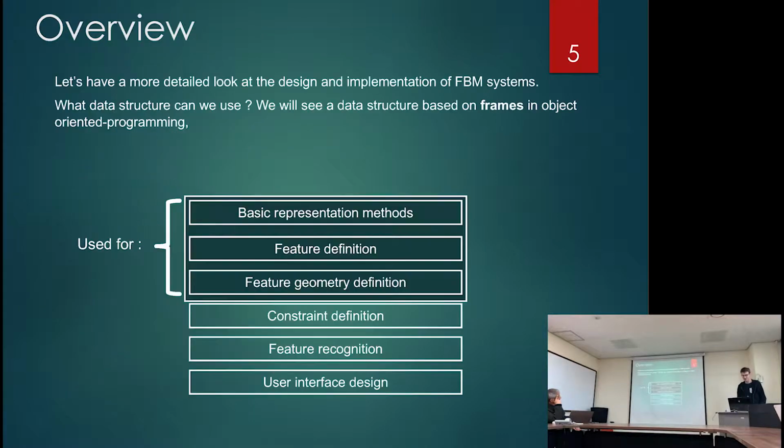Let's go. So what we'll do today is have a more detailed look at the design and actual implementation of a feature-based modeling system, and specifically what data structure can we use. So we will see a data structure based on frames in object-oriented programming, and this data structure based on frames will be used on these parts of the CAD system: basic representation methods, feature definition, and feature geometry definition.